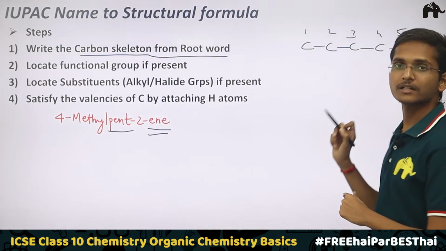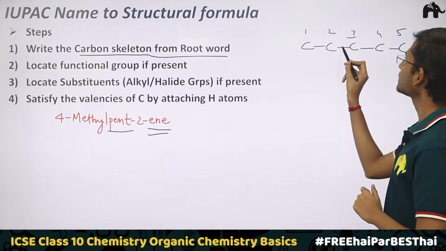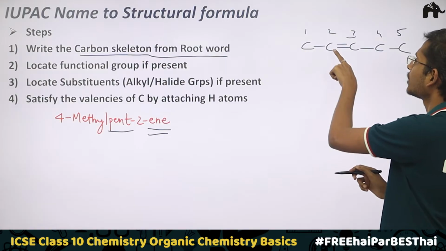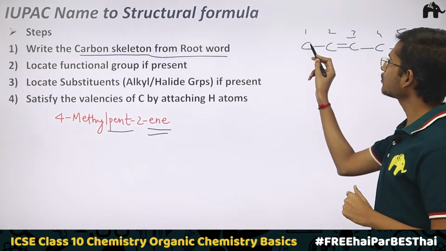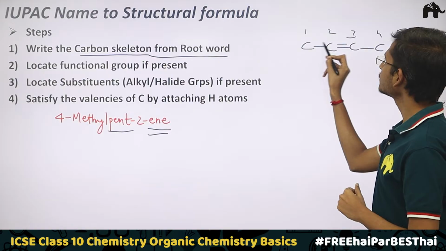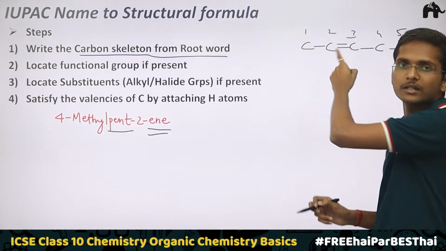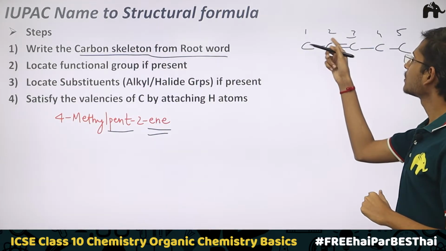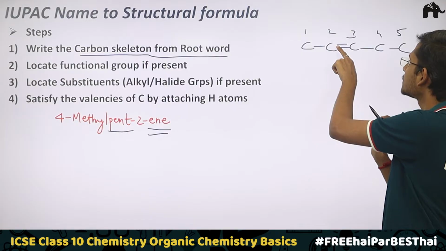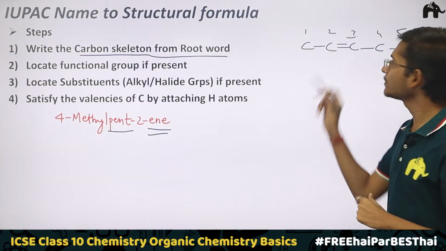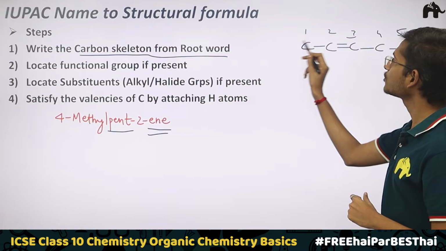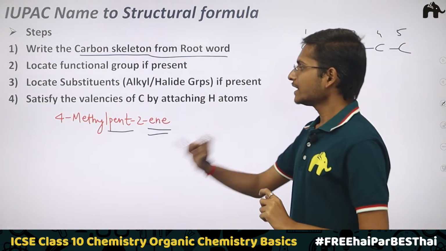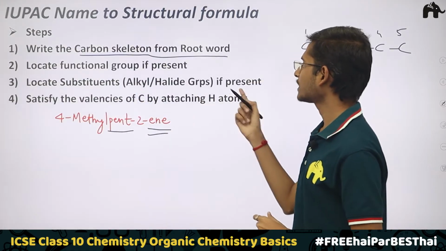So this is the first, second carbon atom. The double bond is at the second one. This means it is between the second and third carbon. If the position was the first carbon atom, then it would be between the first and the second. We take the smaller number as the position. So second means it is between second and third, not between first and second, because if it were between first and second, the position would have been 1. Clear with this?